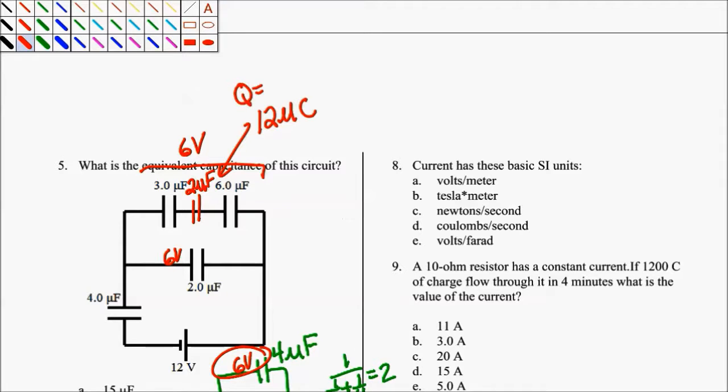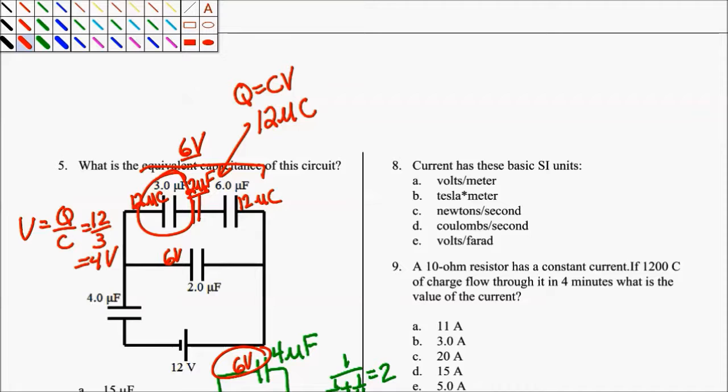Q is equal to C times V. That's 2 times 6. That's 12 microcoulombs. So if I have 12 microcoulombs, that means I also have 12 microcoulombs here and 12 microcoulombs here. All right, and then if I want to know the voltage, that's going to be Q over C. That's 12 over 3, which is equal to 4 volts. So that's my answer. My voltage there is 4 volts.